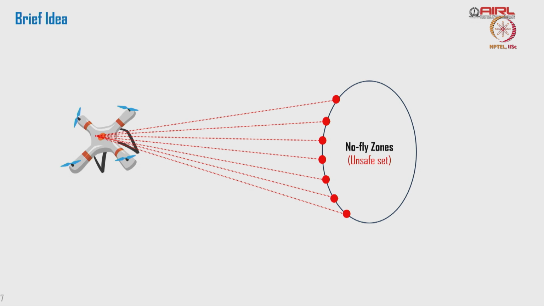But at the same time we have to consider another fact: is the turning radius of the drone sufficient enough so that it can come very close to these red points and then turn safely? It may not be possible, right? So the drone, according to its turning radius, the safety tolerance set or safety tolerance boundary can be formed.